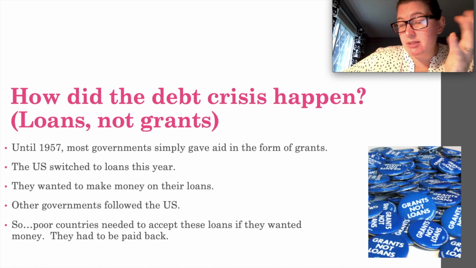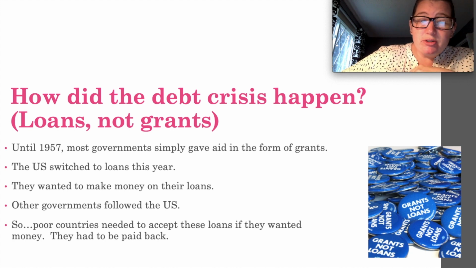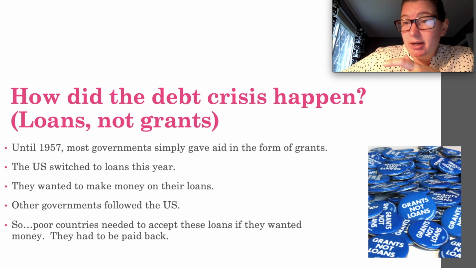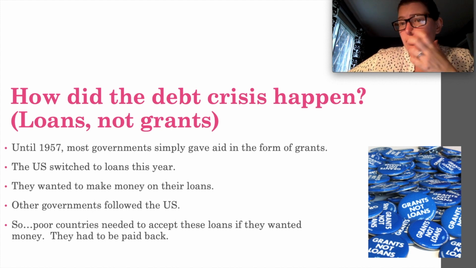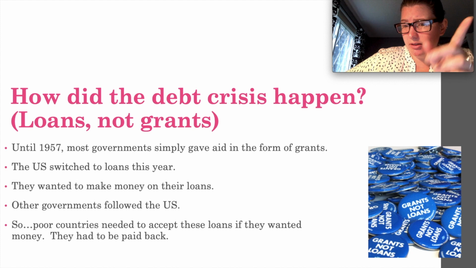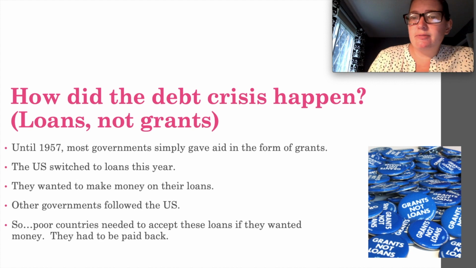And then other governments did the same thing because they thought this is a great idea, let's make some money on this. So poor countries needed to accept these loans if they wanted the money, but they also have to pay back the money. So it's a vicious cycle of instead of grants, you have to pay back these loans.